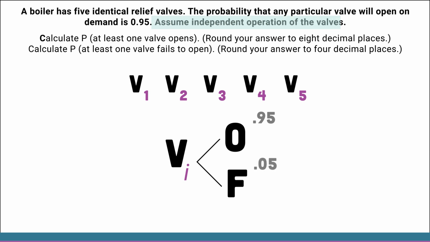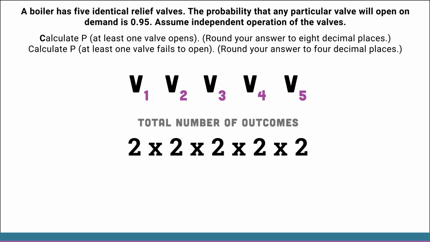We are told to assume independent operation, so the likelihood of a valve opening on demand is not dependent on how another valve in the group functions. The likelihood of a valve opening will stay consistent throughout the experiment. For each of the 5 valves, there are 2 different outcomes. It will either open or fail to open. This gives us a total of 32 possible outcomes.